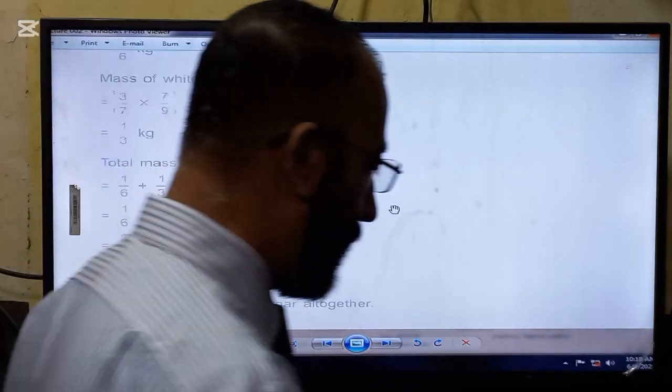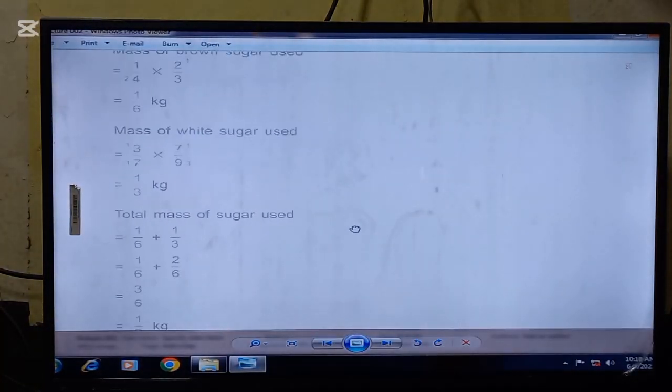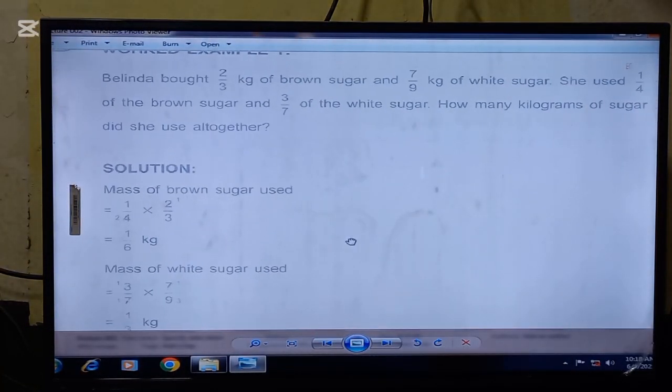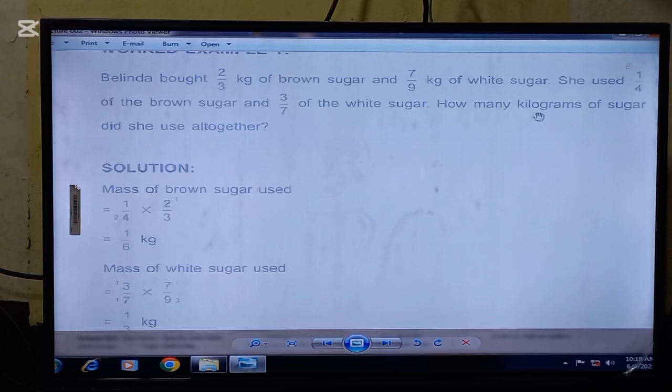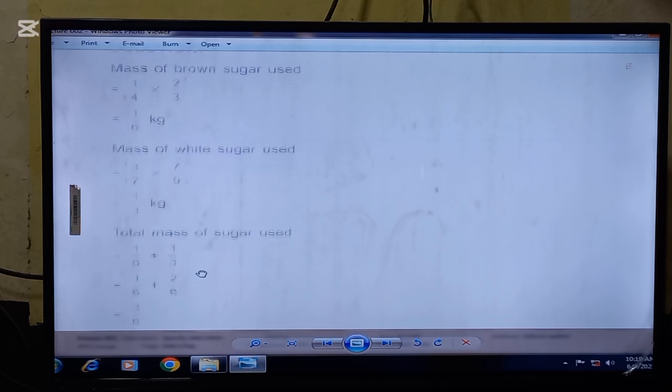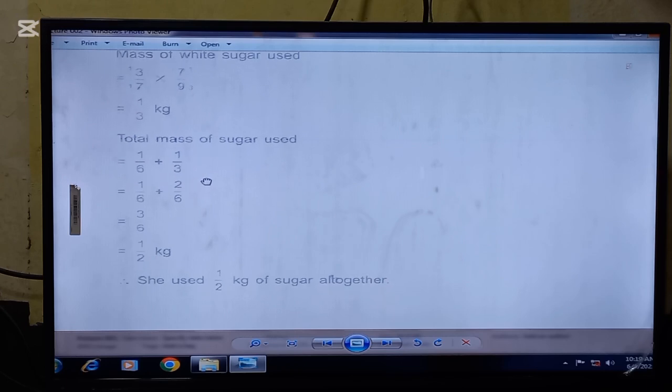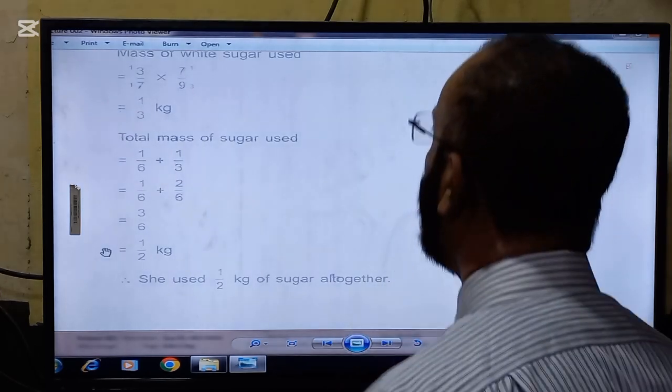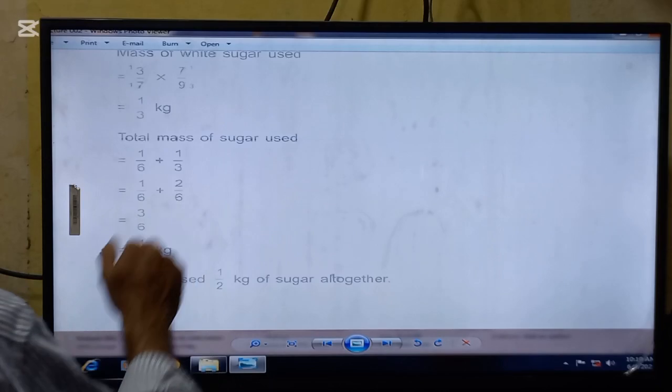Okay, next requirement of this statement was, look here. The statement was, how many kilograms of the sugar did she use altogether? This was the quantity of the brown sugar that was used, and this was the quantity of the white sugar that was used. So now we will add 1 by 6 and 1 by 3. After solving this, we will get the sugar that is used altogether. So 1 by 6 plus 1 by 3.